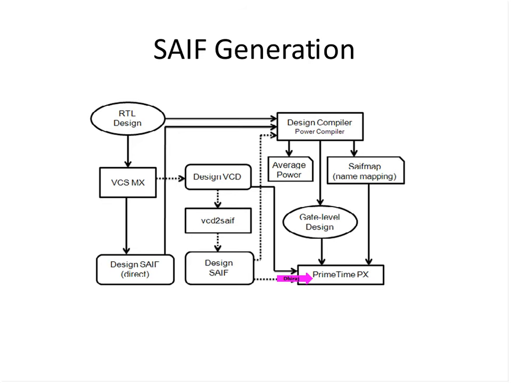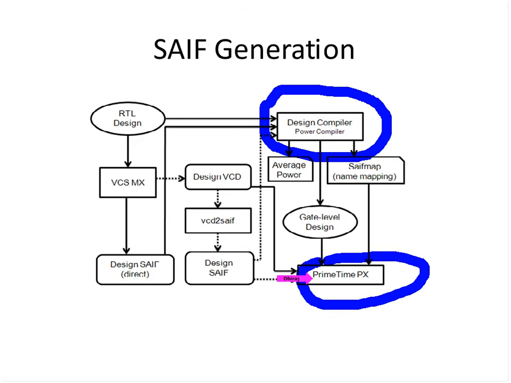What we will see in this session, our scope is this one, where we read the SAIF in Design Compiler, analyze power, and optimize power, right? This is where we are focusing. This step is not too different from this step. The only thing is that PrimeTime PX you use after synthesis, but you can even use Design Compiler, Power Compiler after synthesis. The results are the same, the engine is the same, the software is the same, right?